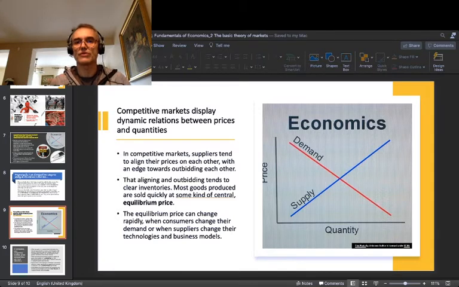If you care to have a look at that picture on the slide, it is that classical model of market equilibrium. So the point where those two curves or two lines cross, where demand crosses supply, we have that equilibrium point with the equilibrium price and equilibrium quantity.